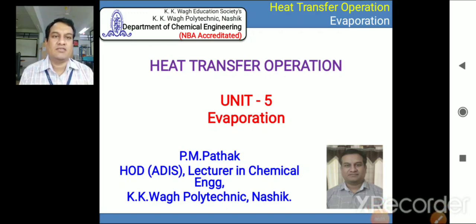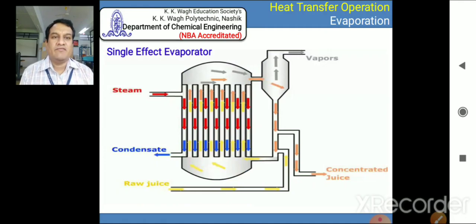I am going to discuss the heat transfer operation, and in that, evaporation. In evaporation, the equipment is called an evaporator, and it is also called an effect. The single effect evaporator and multiple effect evaporator are the different types of evaporator used in industry. This is one of the equipment, called a single effect evaporator. Only one vessel or only one evaporator body is there, that is why it is called a single effect evaporator.